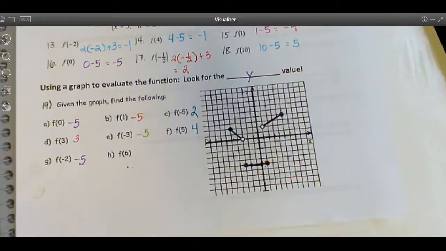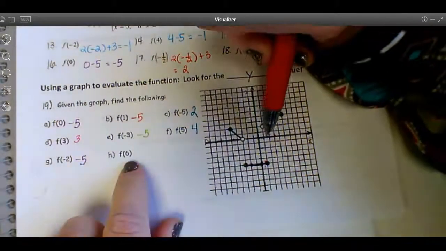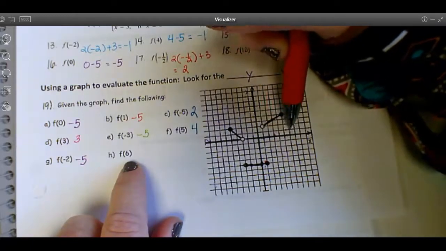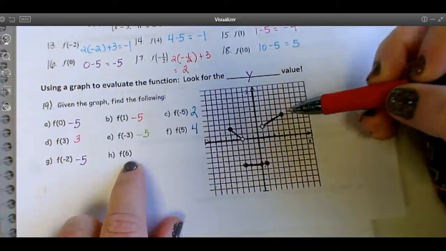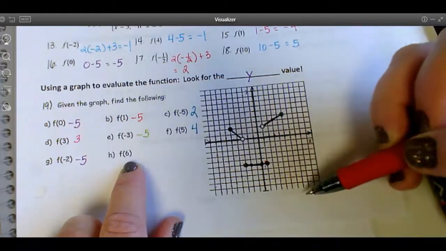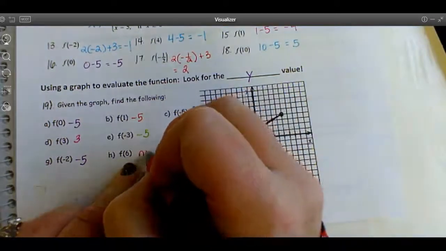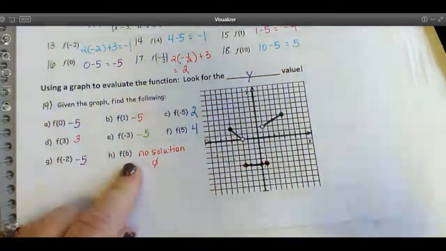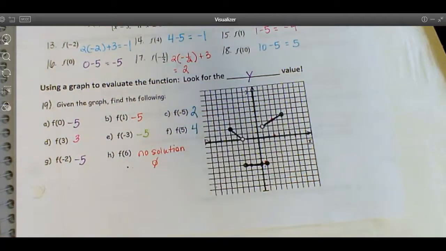And then lastly, it says f of 6. So I go to 6 on the x-axis, and I find the value of the function. There's nothing there at 6. If that happens, that means that it's a no solution. There's nothing there. You could say does not exist, or you could put the 0 with the line through it, which also means no solution.